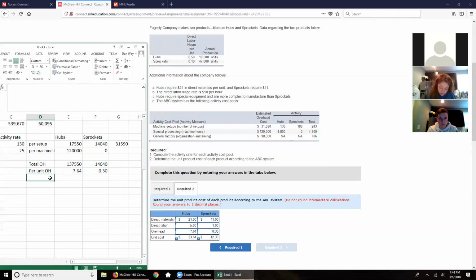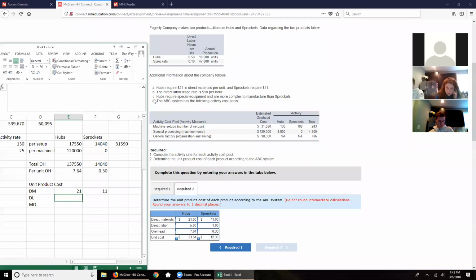So then if we want the unit product cost, remember, product costs are all of our costs associated with any part of the production process, whether that's direct or indirect. So we would want our direct materials, our direct labor, and then that manufacturing overhead. They gave us the materials in part A here. Hubs require $21, sprockets require $11 worth.